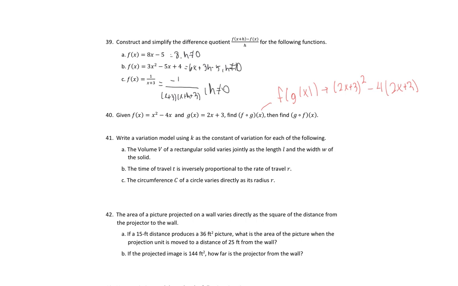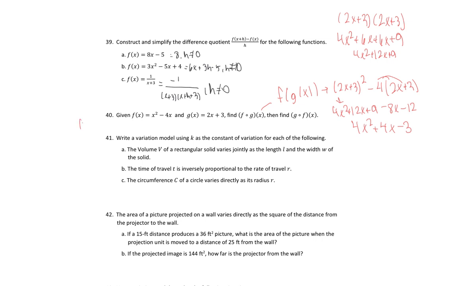So squaring this, 2x plus 3 times 2x plus 3. What's going to be 4x squared plus 6x plus 6x plus 9. Just foiling it out real quick. So 4x squared plus 12x plus 9. If I distribute that, I get minus 8x minus 12. So 4x squared plus 4x minus 3. So I'll put that over here as f of g of x: 4x squared plus 4x minus 3.